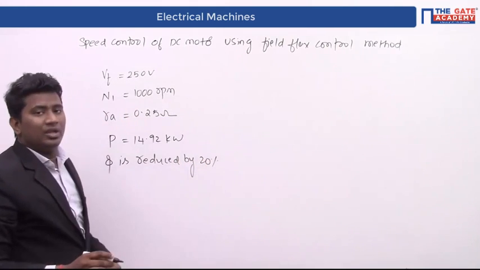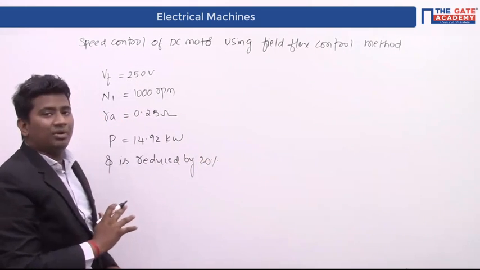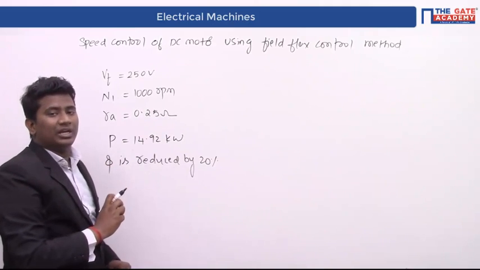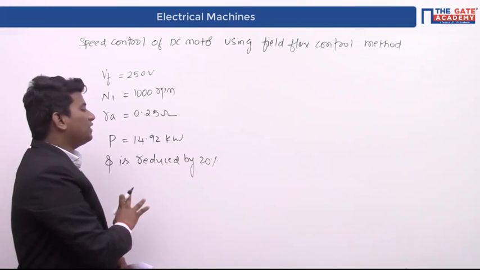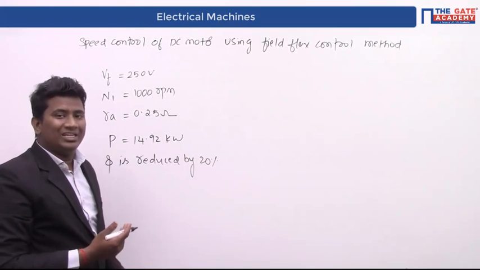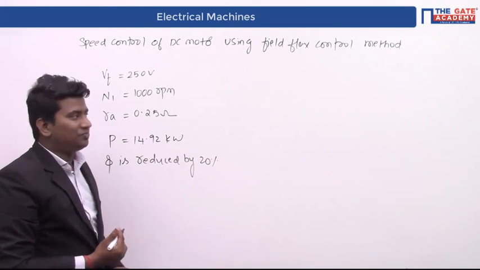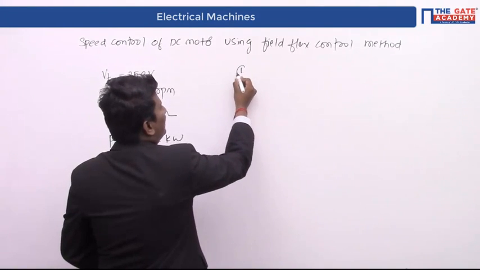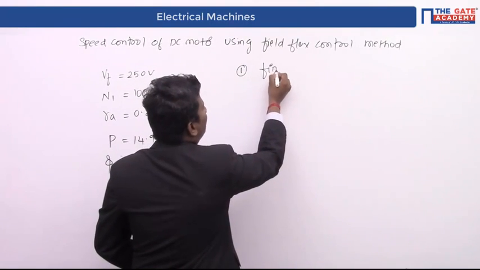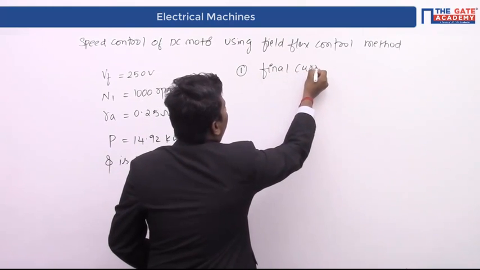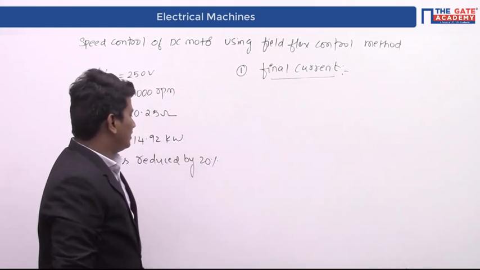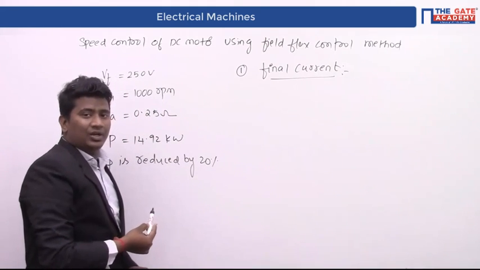It means before changing the flux. How to solve this problem? Before changing the flux, identify the parameters which are required for the solution. After changing the flux, find out the same parameters. Then let us see what would be the final current and final speed. First, I am going to solve for the final current. What is meant by the final current? Final current means the current after reducing the flux by 20%.